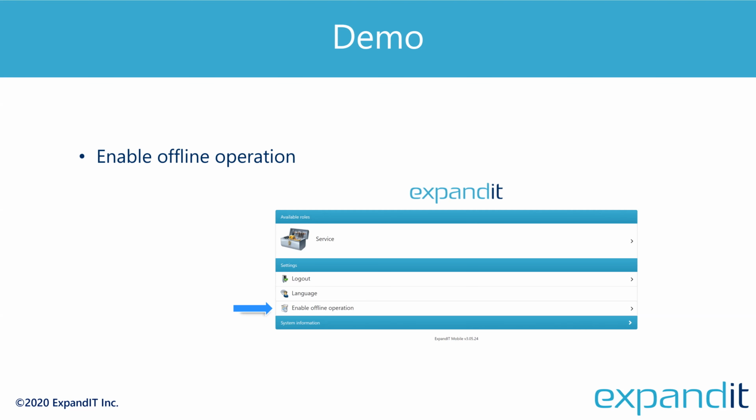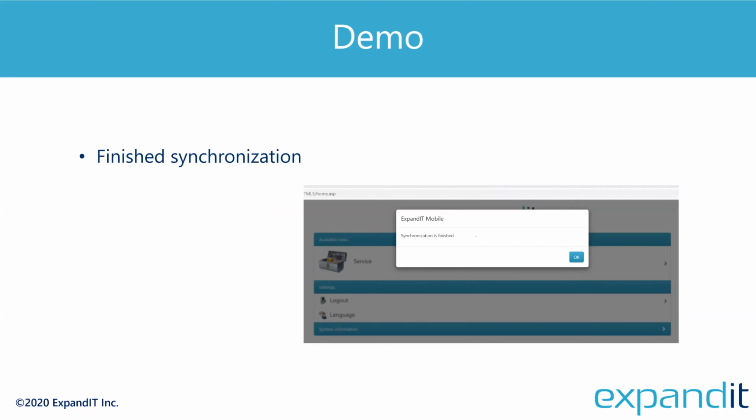You're going to click this. It's going to ask if you are sure that you want to enable offline operations, and then it's going to give you a series of informational messages. It's going to tell you it's downloading its files, and then that it's receiving data. After it's completed, you're going to get this message pop up right here that says synchronization is finished. You have now done the initial synchronization of our product.